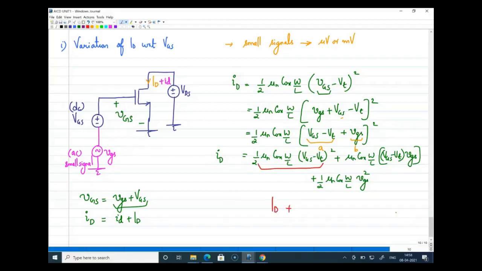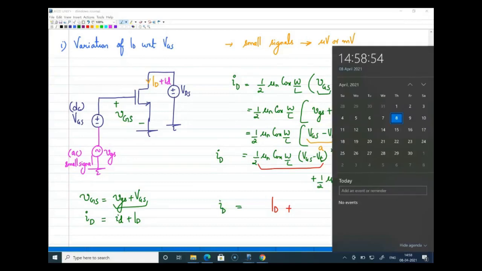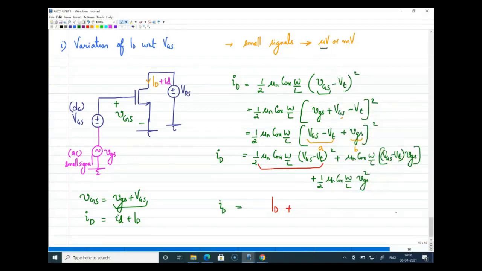Now, what is the second term? Okay, before talking about the second term, if you look at the third term, you can see that it is half mu n Cox W by L vgs square. Now, what is this vgs? This vgs is a small signal of the range of milli or micro, so the square of it is still smaller. So for all analog applications, we can just neglect that term. I'm not simply neglecting; I'm neglecting because the contribution of that term is very, very small.